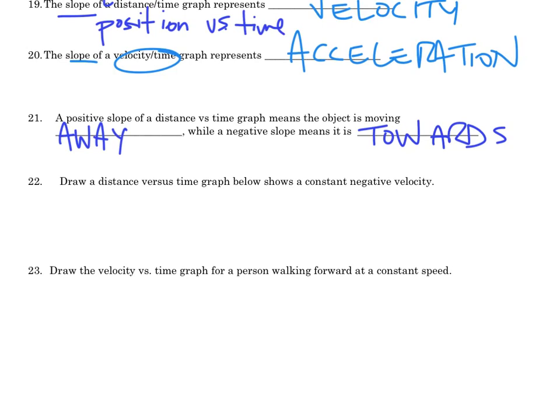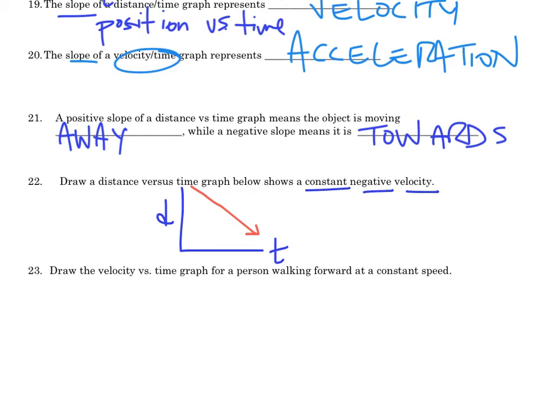So down here I'm going to draw a distance versus time graph to show a constant negative velocity. So I'm going to set up a y and an x. This will be distance. This is time. The constant line is going to be a straight line. It's got a negative velocity. That's a negative slope. Something like that.